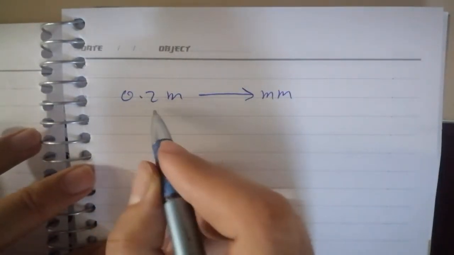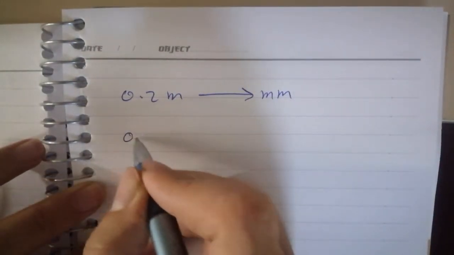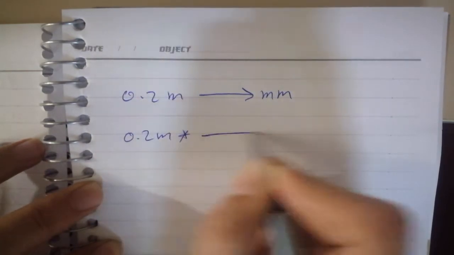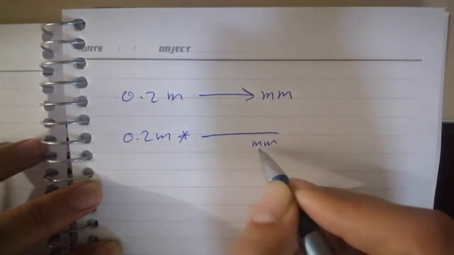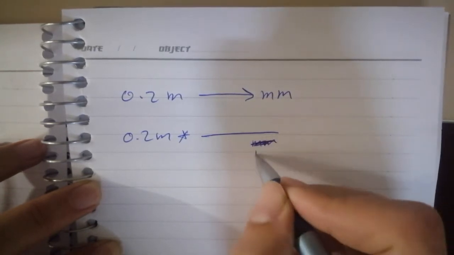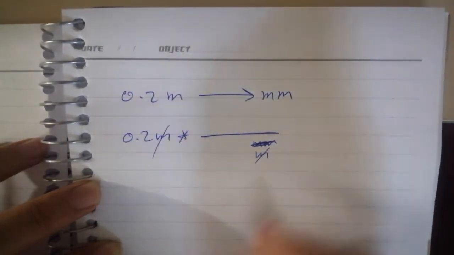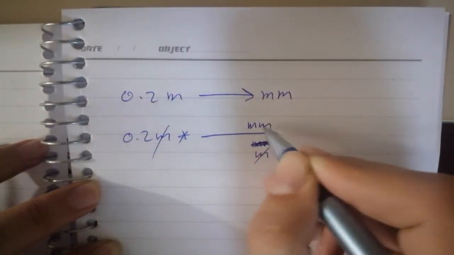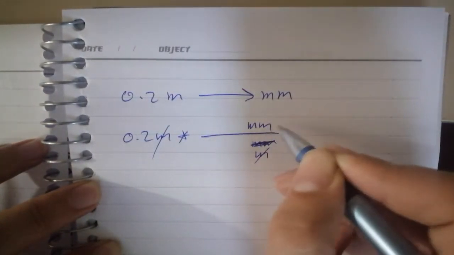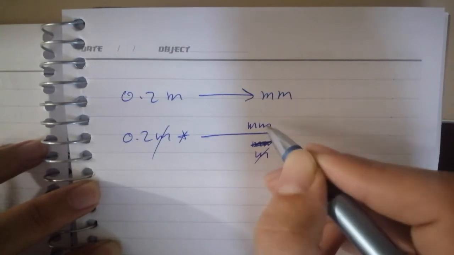I'll first start with the input, of course. As always, 0.2 meter multiplied by my division. In the denominator, I have millimeter. No, sorry, in the denominator I have meter, so that the meters can cancel each other out. And what I want is the output, which is millimeter. That's my final answer. I have to write down my output always in the numerator at top.